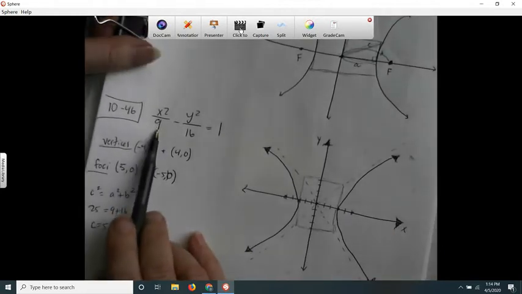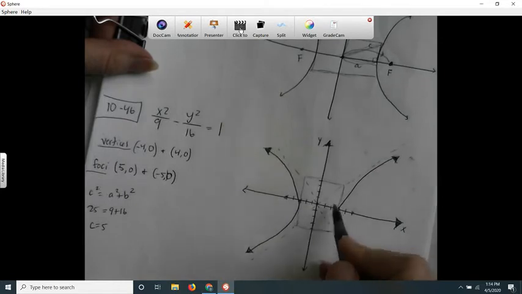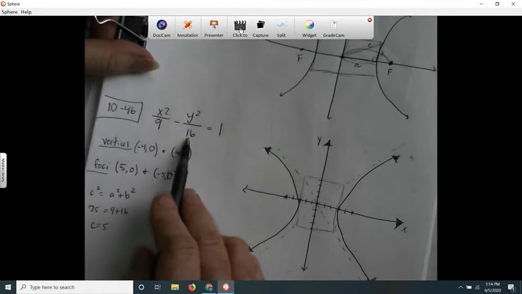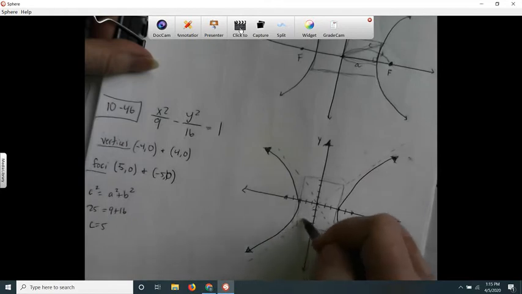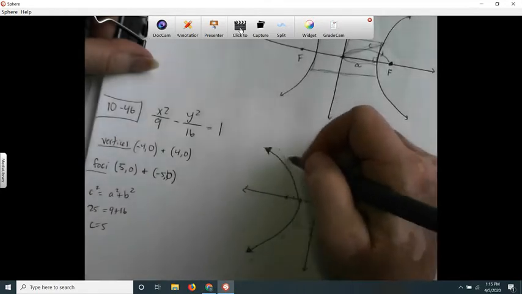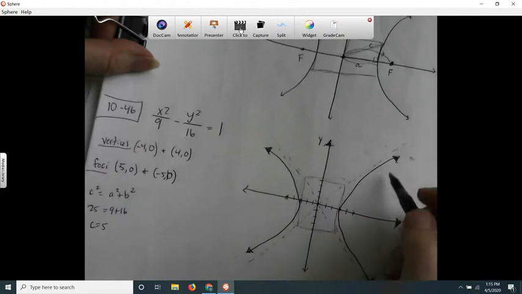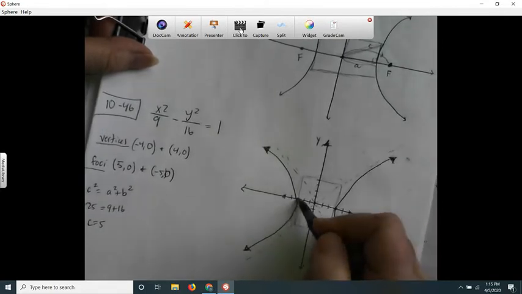This 9 tells me it's underneath the x, so it tells me go square root of 9, which is 3, 3 to the right, 3 to the left to start making my box. And then this tells me go 4 up and 4 down because the square root of 16 is 4. So I made my little box. Then I connect the corners of the box. I draw these diagonals, and that gives me some asymptotes, and then I just draw in the nicest I can my hyperbola, and there's its vertices right there.